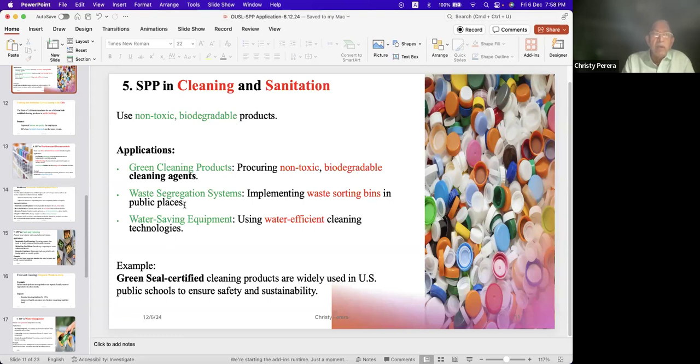You have seen that. I think most of you have gone abroad for various things. In Australia, Japan, America, and everywhere you get bins. Water saving equipment, using water efficient cleaning technologies. I don't know whether you are aware of this.